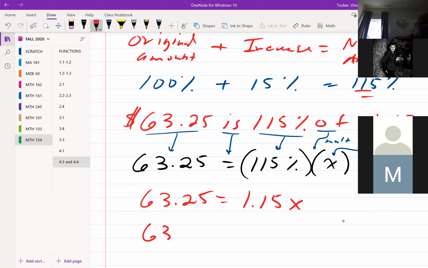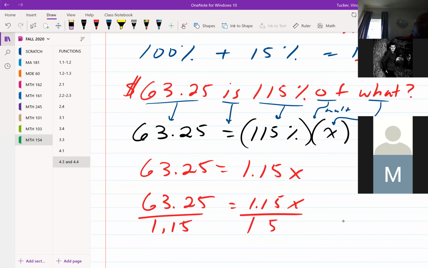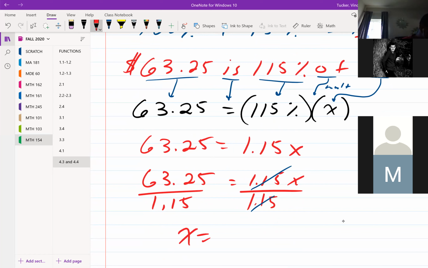And now we can divide by that 1.15. 1.15 will cancel, leaving me with x being equal to 55. So that's the original amount.